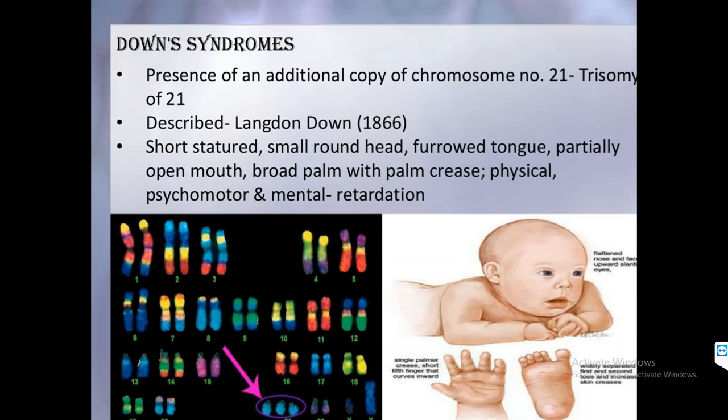What happens in Down syndrome? There is a presence of an additional copy of chromosome 21, that is trisomy of 21. It was described by Langdon Down in the year 1866. That's why this is known as Down syndrome.